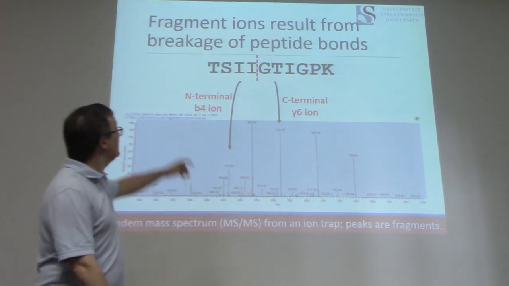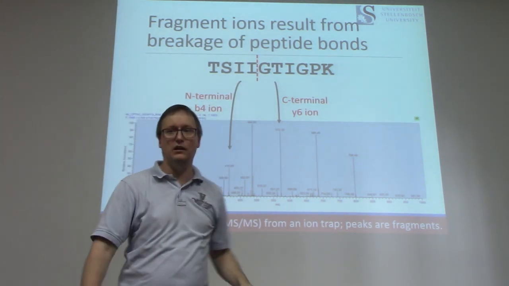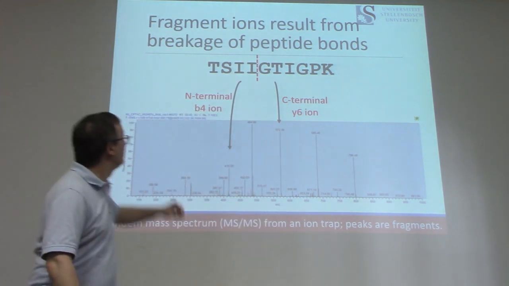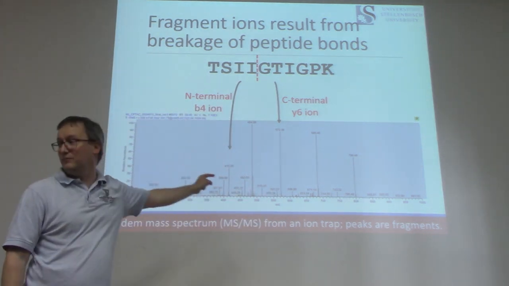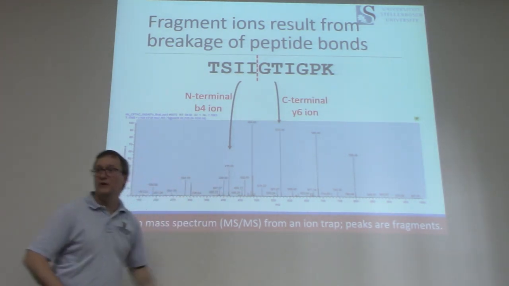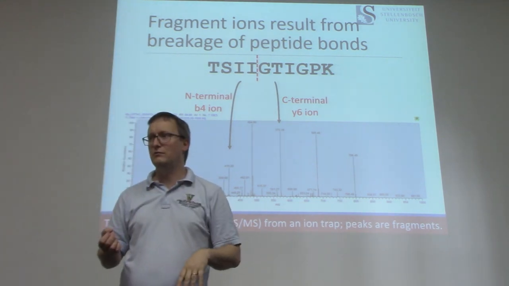All right, so we can add together 101, 87, 113, 113. Don't forget to add one proton's mass, so we add one to that. And then we know to look in the spectrum here at 415.2. We have the total mass of those 4 amino acids plus the ionizing proton.